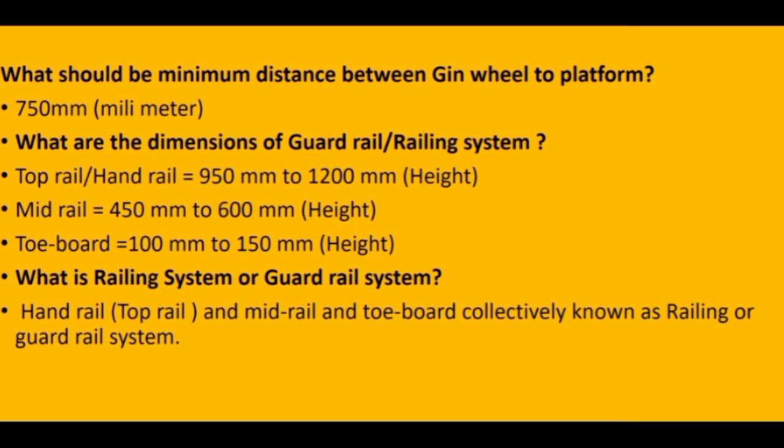Next question, what are the dimensions of guardrail or railing system? Top rail height should be 950 mm to 1200 mm. Mid rail height should be 400 mm to 600 mm. Toe board height should be 100 mm to 150 mm. What is railing system or guardrail system? Handrail and midrail and toe board collectively known as railing or guardrail system.